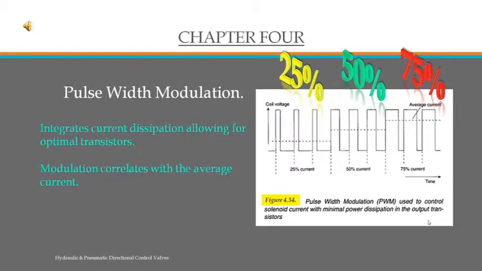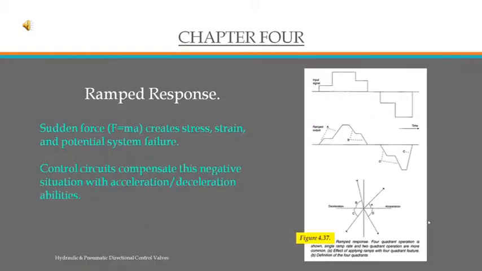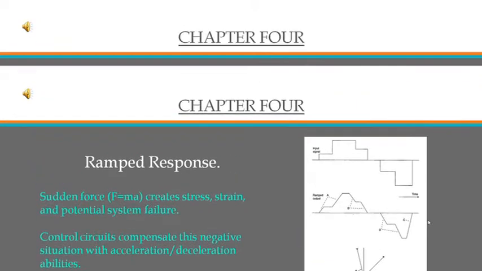Pulse width modulation. Pulse width modulation allows for a proportioned amount of current flow given time. This allows for a gradual application of current. Ramp response. Sudden force creates stress and strain and potential system failure. A ramped response allows pressure to gradually be applied.